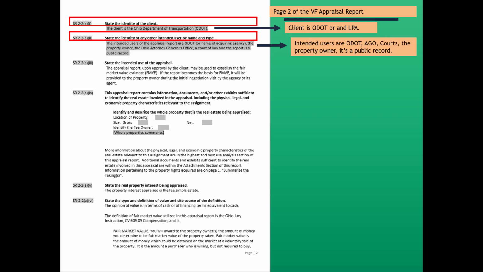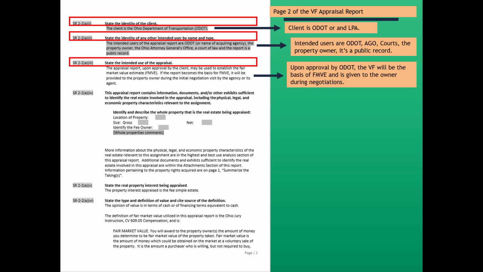And the intended users are ODOT, the Attorney General's Office, courts, the property owner, and we're disclosing that this value finding report could be a public record. Next USPAP standard is 2-2A III, state the intended use of the appraisal. Upon approval by ODOT, the value finding will be the basis of FMVE, and it's given to the owner during the negotiation process.